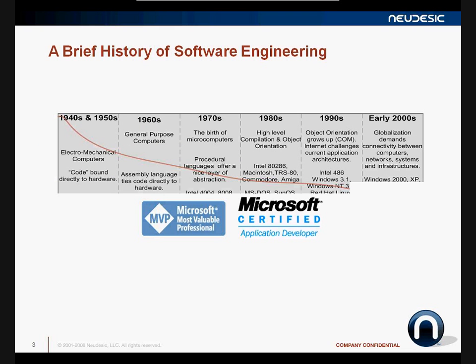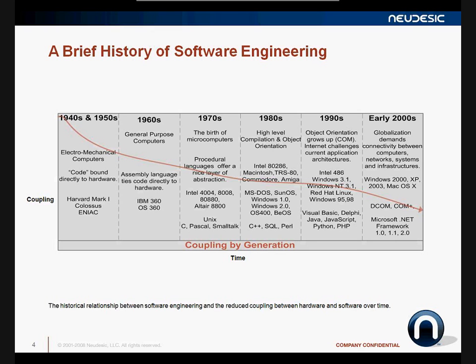So let's take a look at a brief history of software engineering, where we see the historical relationship between software engineering and the reduced coupling between hardware and software over time. What we see is a continuing trend of chipping away at the same problem, which is how to determine what to be coupled with and how to decouple the right aspects. If you look at one extreme, way back in the 40s and 50s, we had electromechanical computers where the code was literally bound directly to the hardware via sprockets and dials.